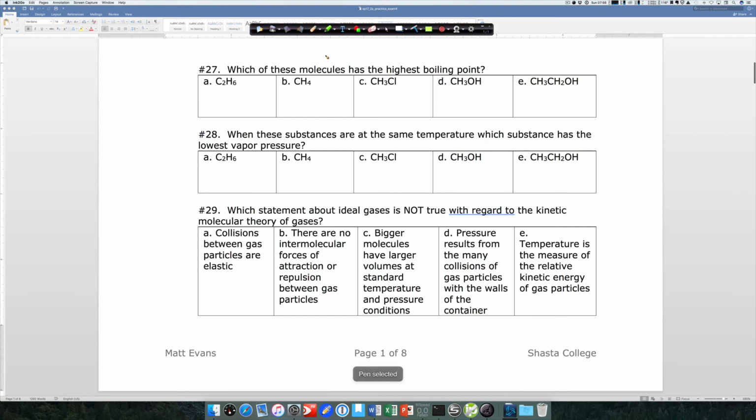Which of these molecules has the highest boiling point? What we need to consider here is what has the strongest intermolecular forces. Just looking at this first one, C2H6, there's only carbon and hydrogen. So immediately I conclude that there's only dispersion forces, which is the weakest force. And that's it for that one. Same goes for this one, only dispersion. And so I'm already thinking that these are going to be the lowest boiling point.